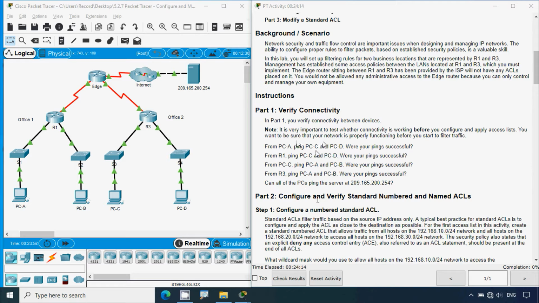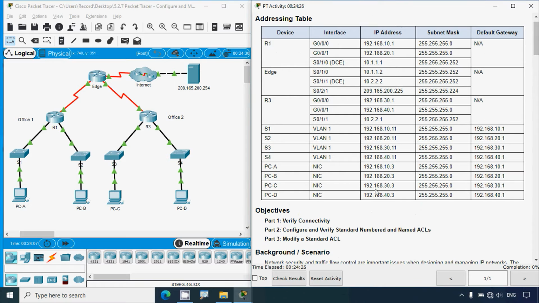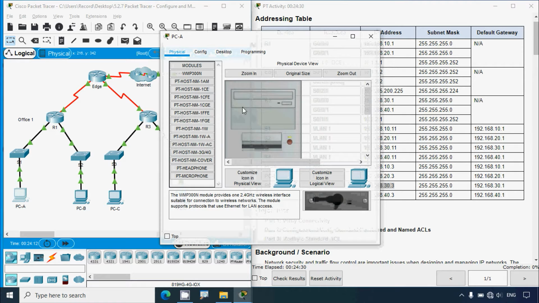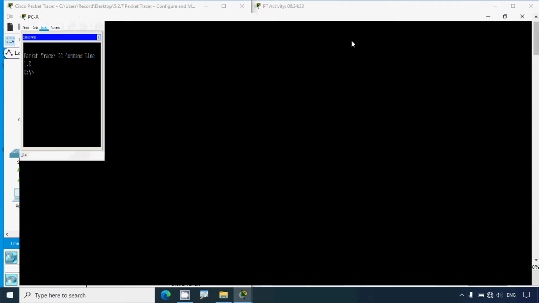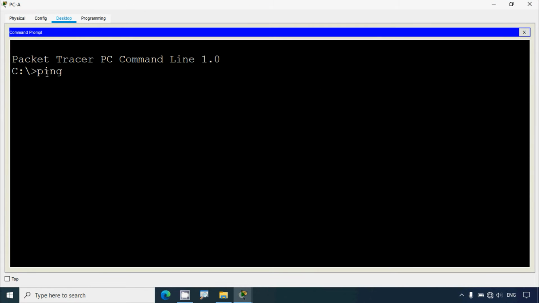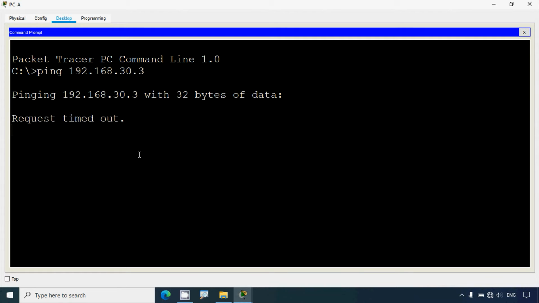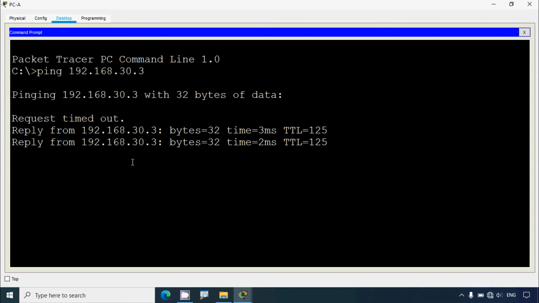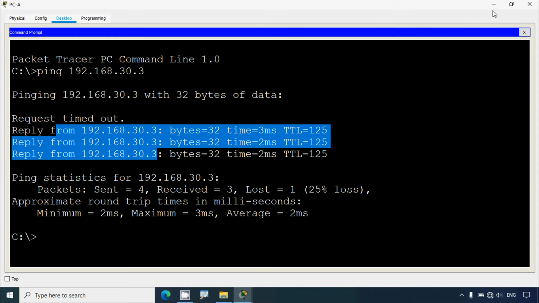We will verify the connectivity. From PC-A, ping PC-C and PC-D. We will do that. We will get the IP address of PC-C. Then we will go to this PC-A, desktop, then command prompt. Here I will give the ping command, then the IP address, and we are waiting for the replies. You may get one or two request timed out. Yeah, here we can see we get the replies.